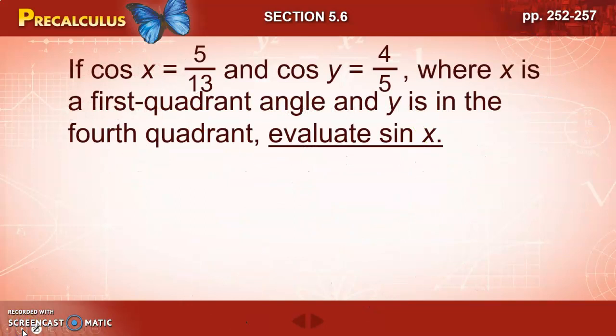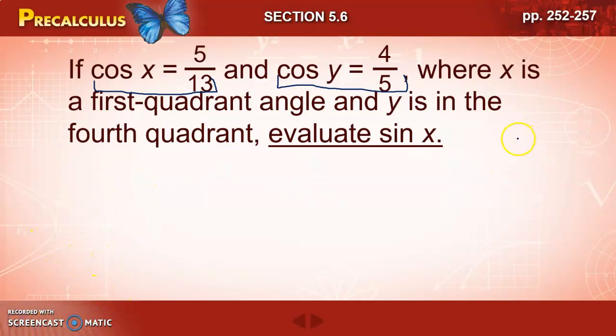All right, let's take a look at another problem here. If cosine x equals 5 over 13, and cosine y equals 4 over 5, where x is a first quadrant angle and y is in the fourth quadrant, evaluate sine x. So let's go ahead and evaluate sine x.